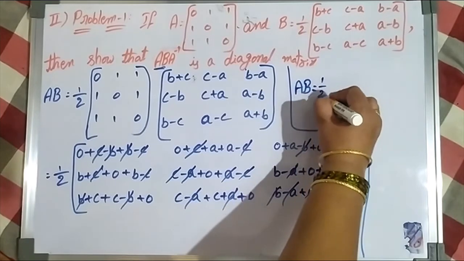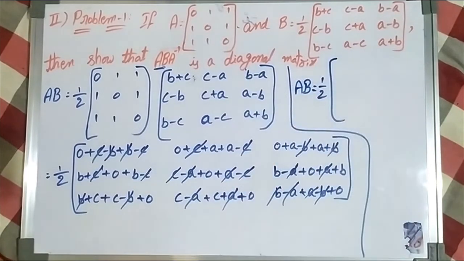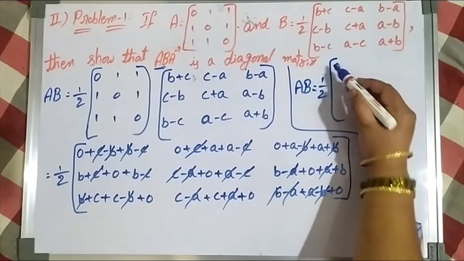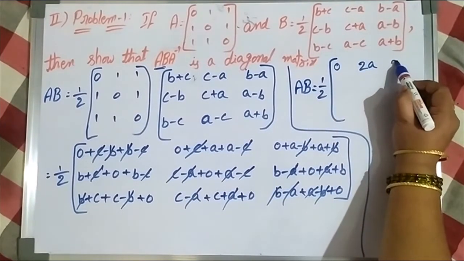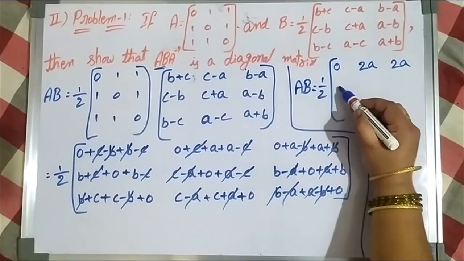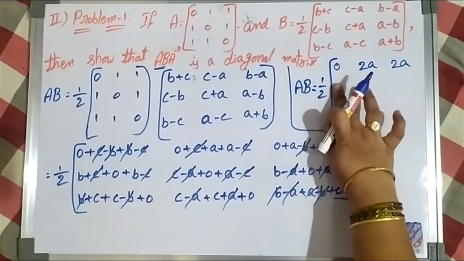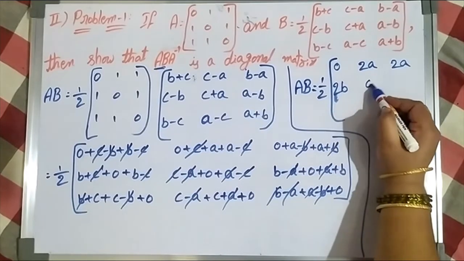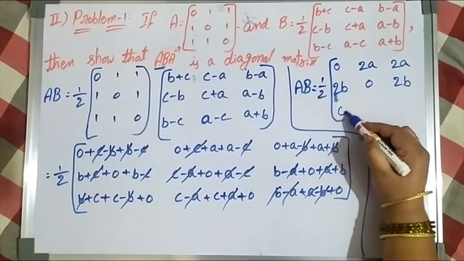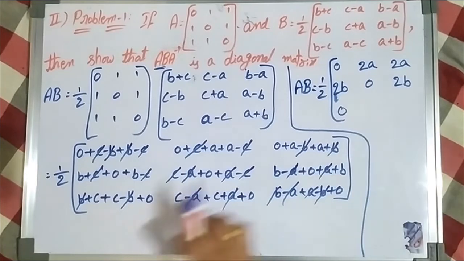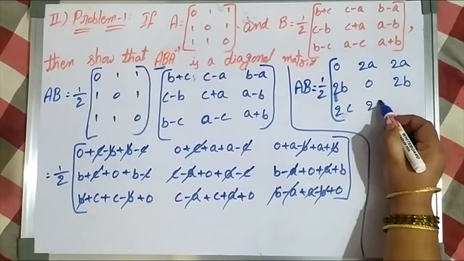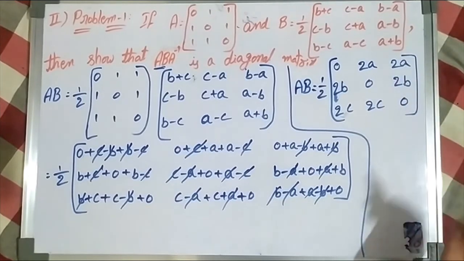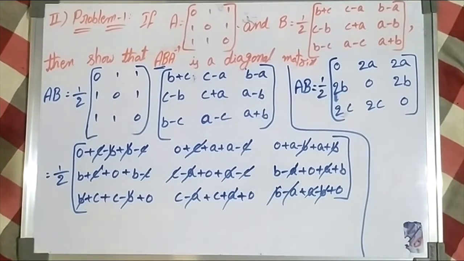AB is equal to half into matrix 0, 2A, again 2A, here 2B, 0, 2B, sorry 2C, 2C, here also 2C, 0. This is a multiplied matrix. AB equal to half into matrix.